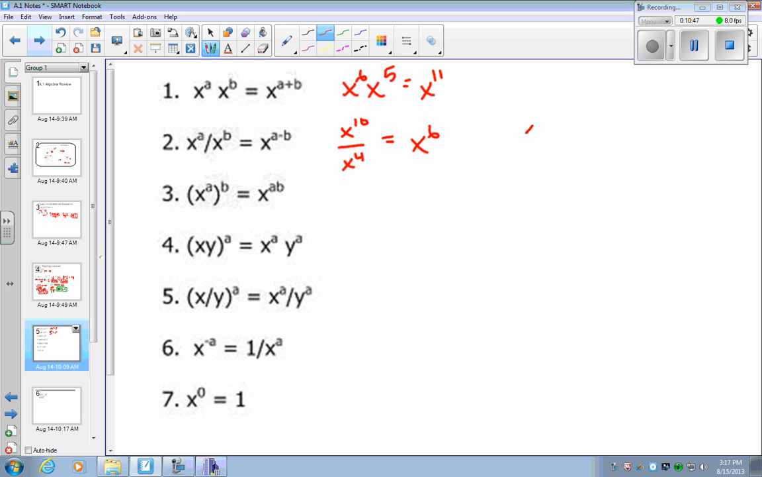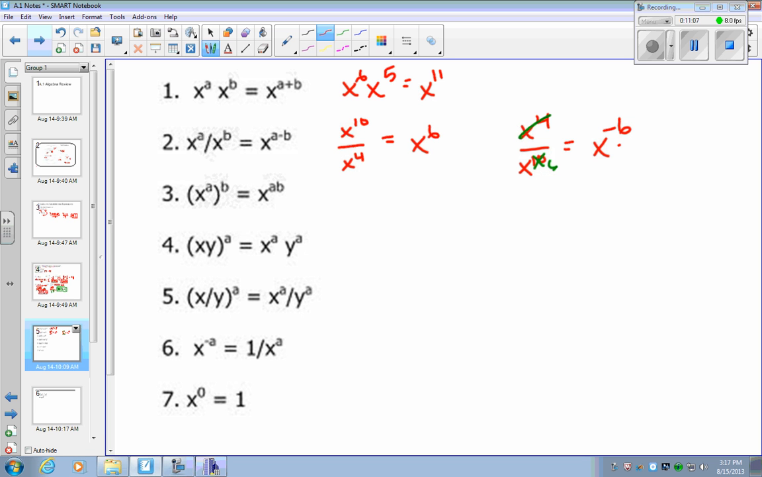The same way, if you have a 4 over x to the 10, you get x to the negative 6, because think about where those x's are. All 4 of these are going to cancel with 4 of those, and you're left with 6 more. We'll discuss what you do with the negative exponent ones later.